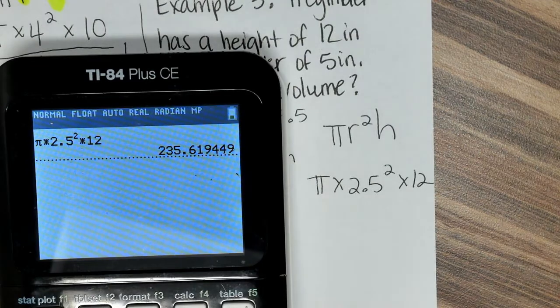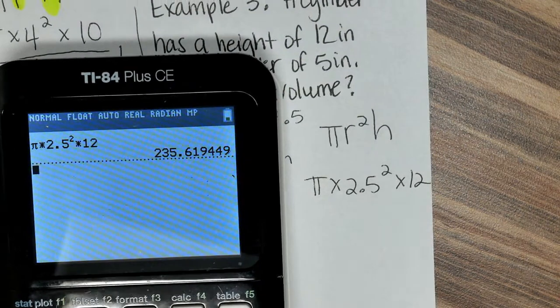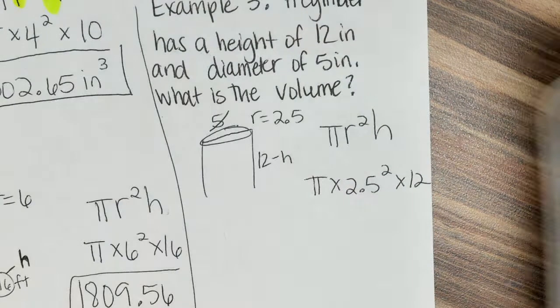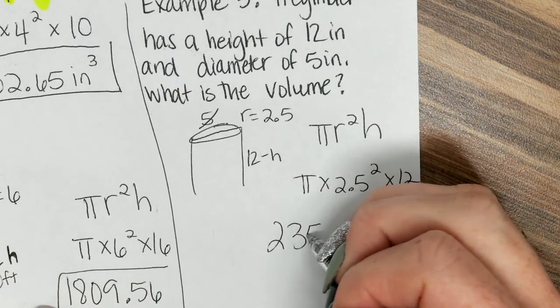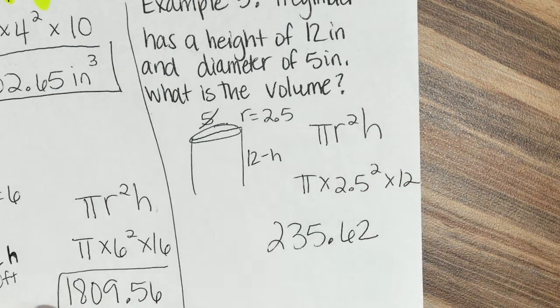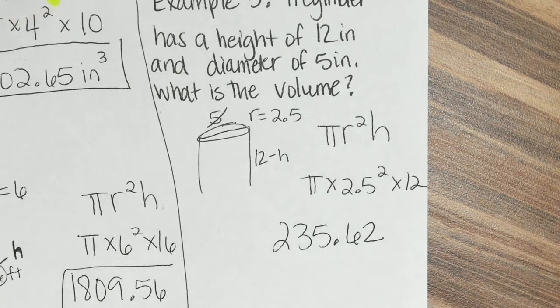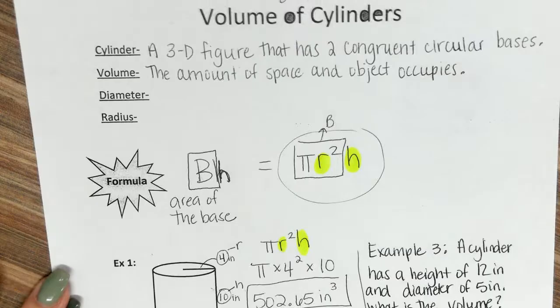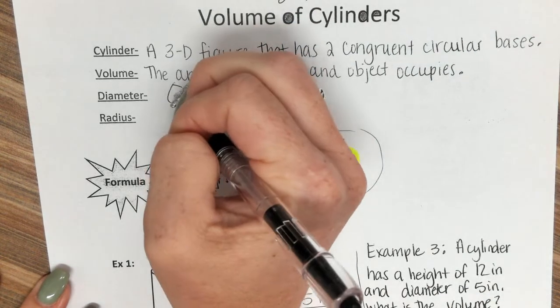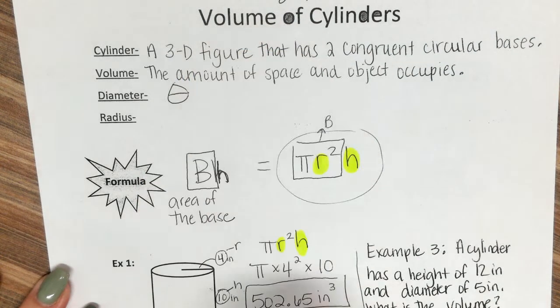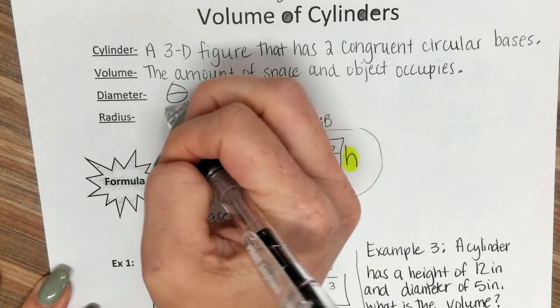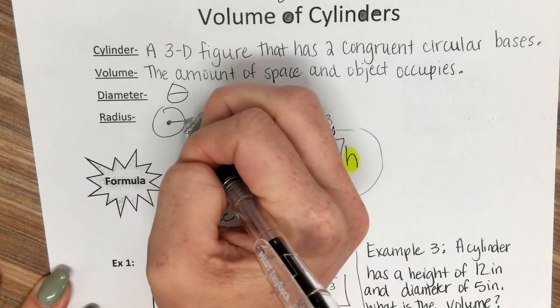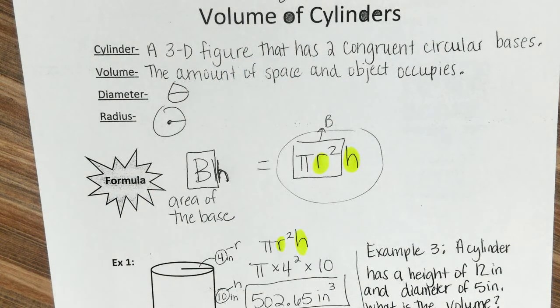Which is 235.61 or 62? 62. So 235.62. Okay, I'm going to pass out the assignment in just a second, but real quick, I want you to remember two things. Diameter goes all the way across the circle. Radius goes, if they give you the diameter, you must divide by 2. That's the number one mistake students make.